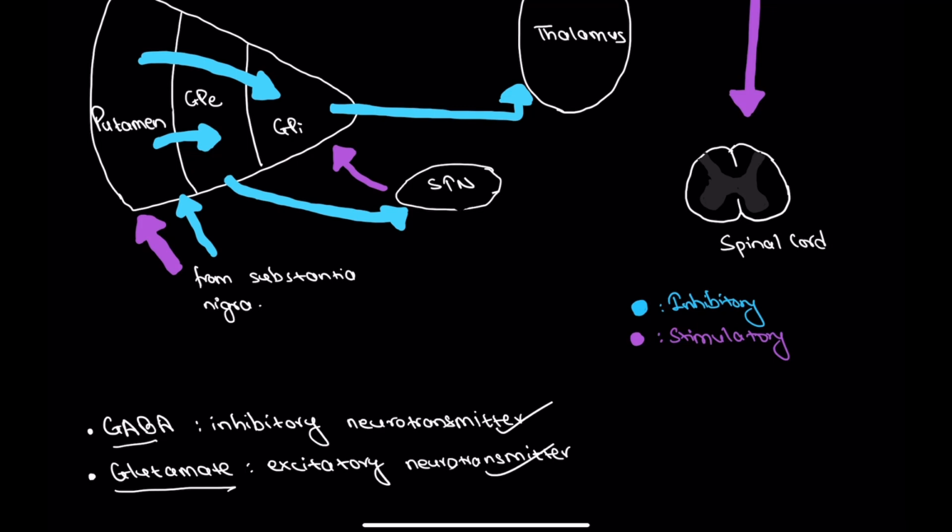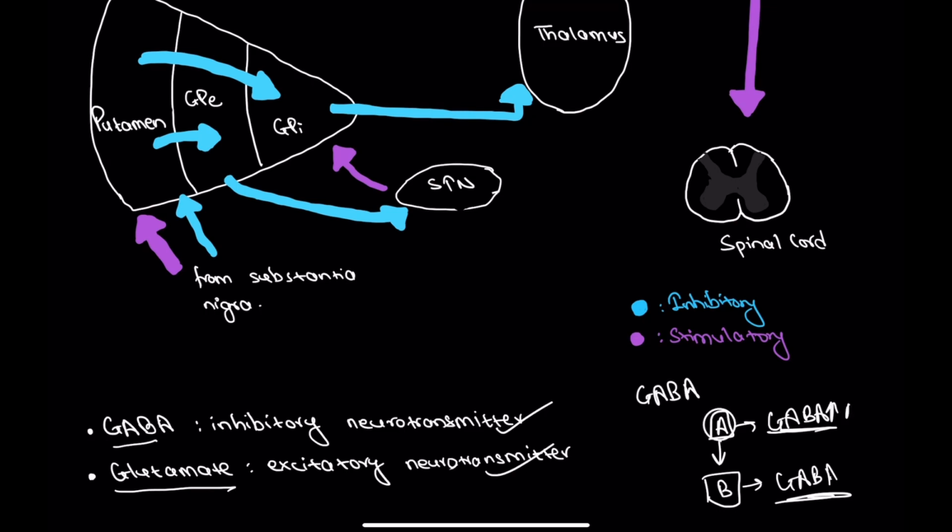It may be confusing while reading the direct and indirect pathways, so we should be clear about one concept: GABA is inhibitory, glutamate is excitatory. For example, there is one structure A which acts upon another structure B. Normally both produce GABA. GABA is an inhibitory neurotransmitter. So whenever you stimulate A, it will release more GABA, that is, it will inhibit its action.